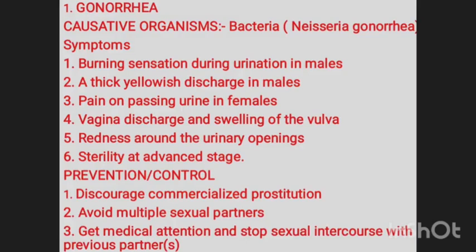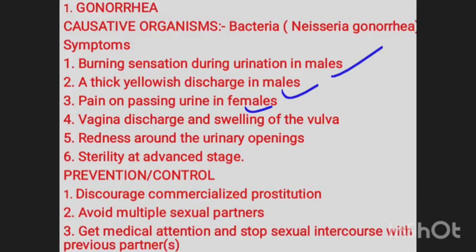Number one with gonorrhea, we have a burning sensation during urination. That is in males. When they urinate, they feel this kind of pain, this burning sensation, mostly in their private parts. Number two, there's a yellowish discharge in the male, right from their private parts. And number three symptom is that there's pain on passing urine in females.